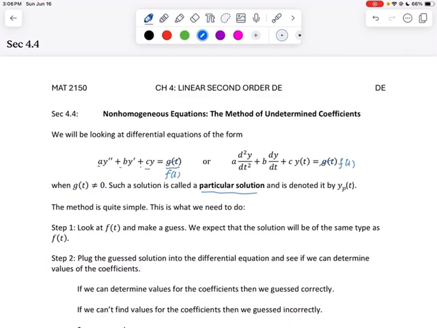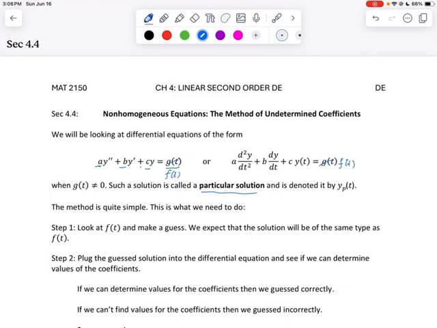Section 4.4 Non-homogeneous equations, the method of undetermined coefficients. In sections 4.2 and 4.3, we learned how to find the solutions of the homogeneous equations, and we are still working with the same type, the linear second order differential equation with constant coefficients.